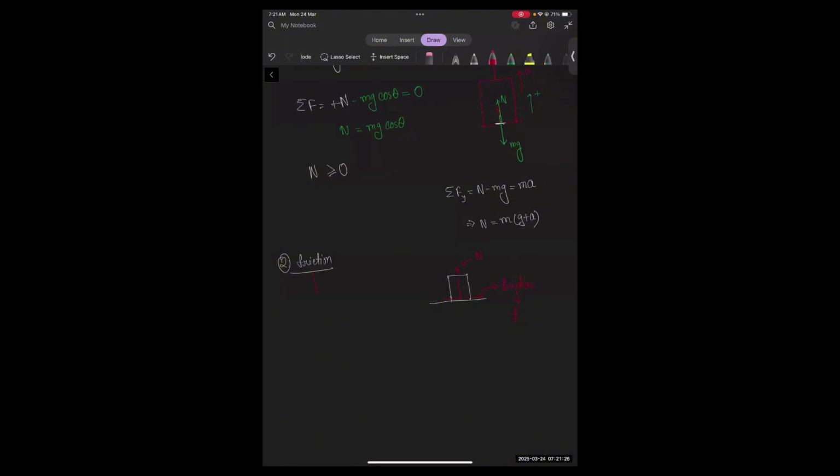Now, friction is of two kinds. There is static friction, which is a bit complicated. There is kinetic friction, which is simpler. So we do kinetic friction first. The kinetic friction force is just mu k times n. What is n? N is the normal force we just talked about. What is mu k? This is a constant. This is called the kinetic friction coefficient.